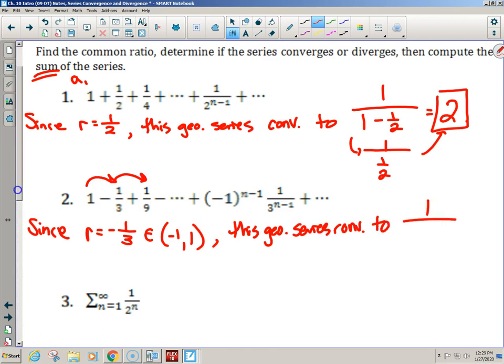It'll converge to 1 over 1 minus a negative 1/3, which is 1 over 1 plus a third. Isn't that going to be 1 over 4/3, which is going to be 3/4? Yeah. We were wrong.